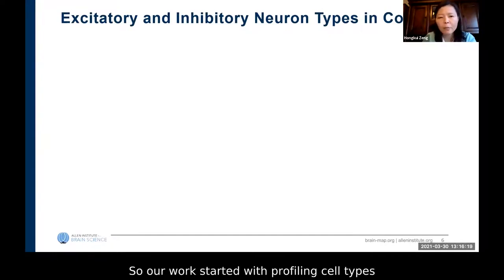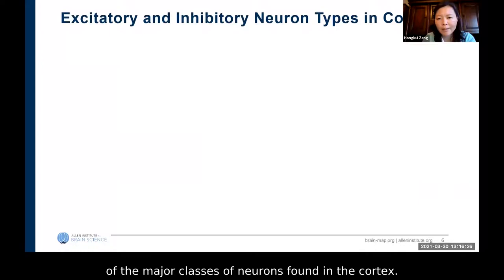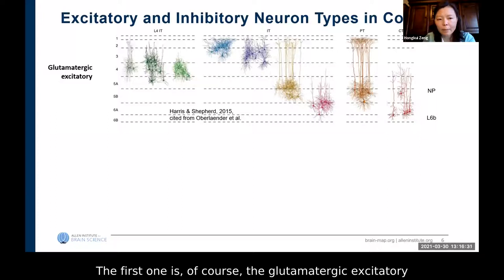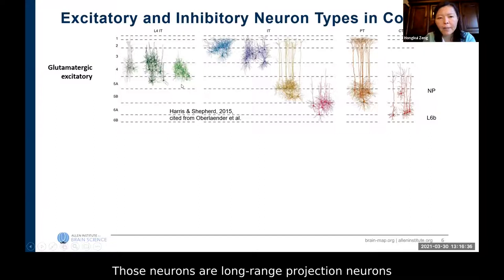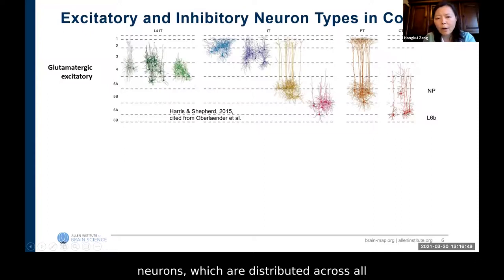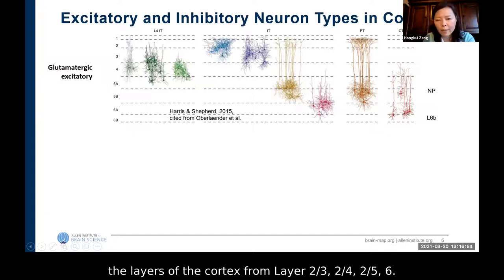So our work started with profiling cell types in the mouse cortex. Here is just a very quick introduction of the major classes of neurons found in the cortex. The first one is, of course, the glutamatergic excitatory neurons. Those neurons are long-range projection neurons that can be divided into several major subclasses. The largest subclass is the intratelencephalic, or IT neurons, which are distributed across all the layers of the cortex, from layer 2, 3 to 4 to 5, 6.